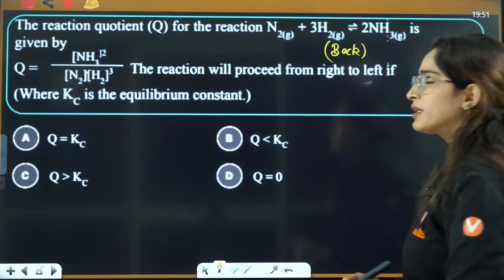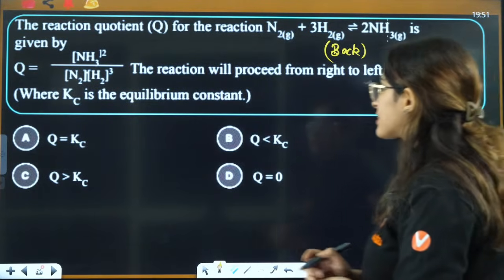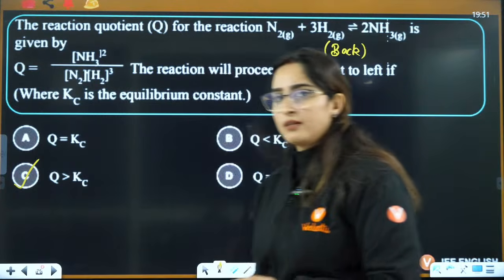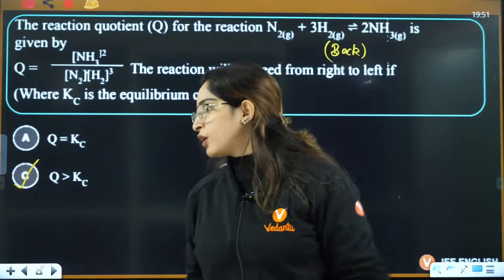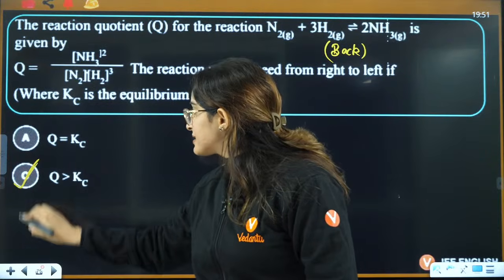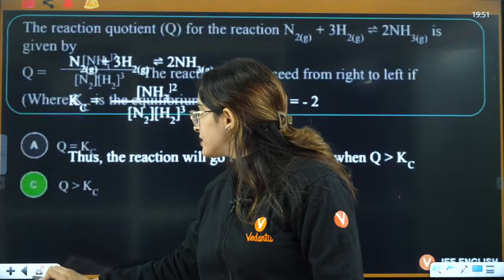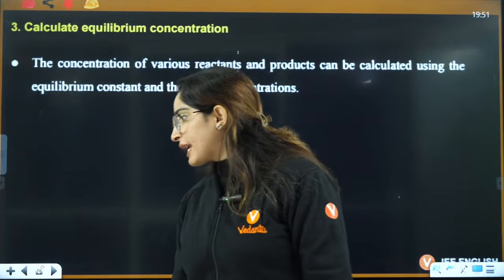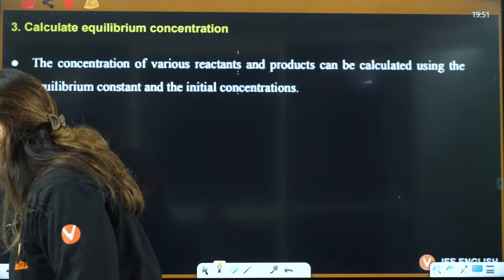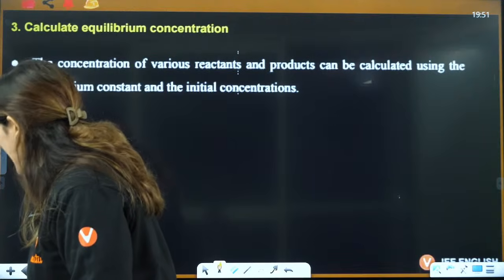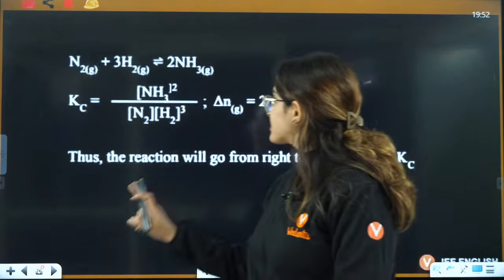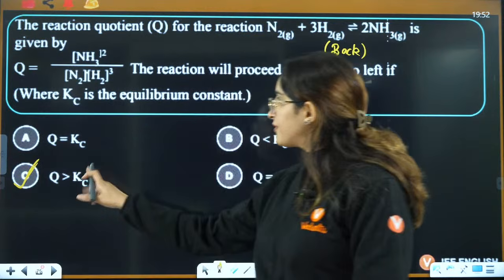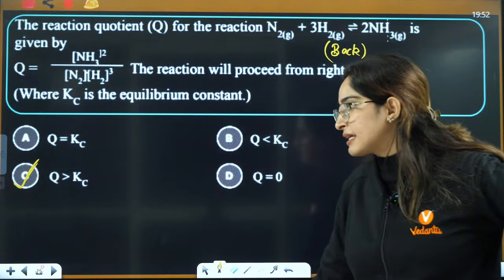When will it go in the backward direction? When QC is greater than KC. If QC is greater than KC, it will move in the backward direction. So the answer will be C here. Which reaction will move in the backward direction? The one where QC is greater than KC.